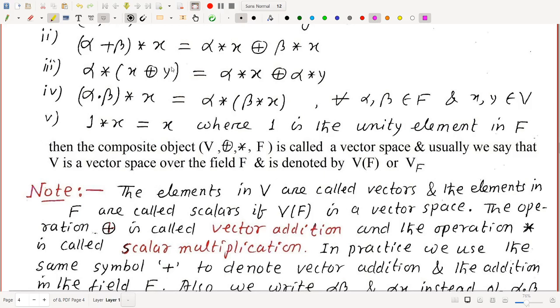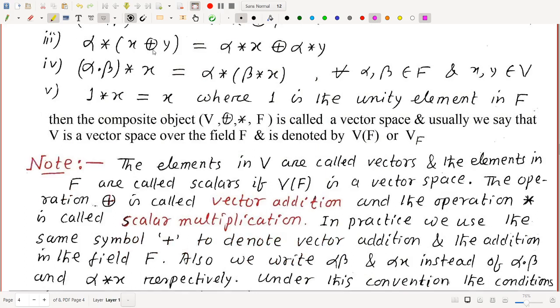Here also x and y are elements in V, that's why the operation is circulated plus, and the right side is alpha star x circulated plus alpha star y. That is, it is left distributive. Here, in number 2, it is the right distributive property. Star is right distributive with respect to plus in the field. Star is left distributive with respect to plus in the set V.